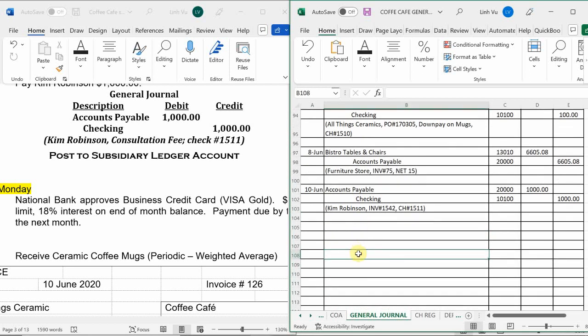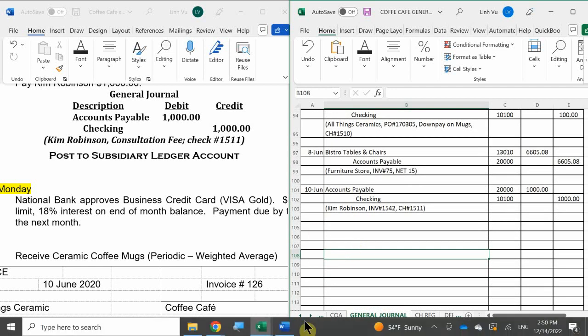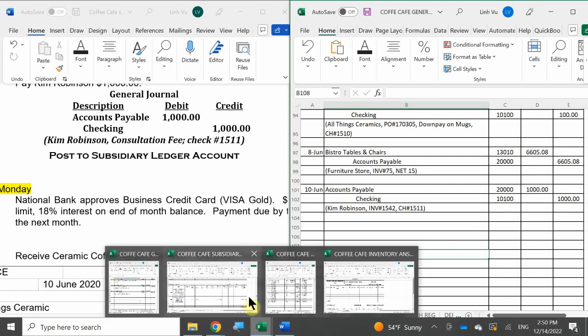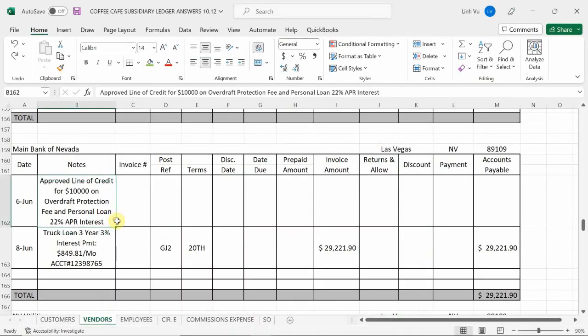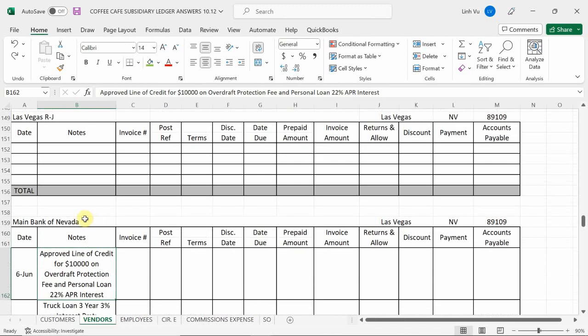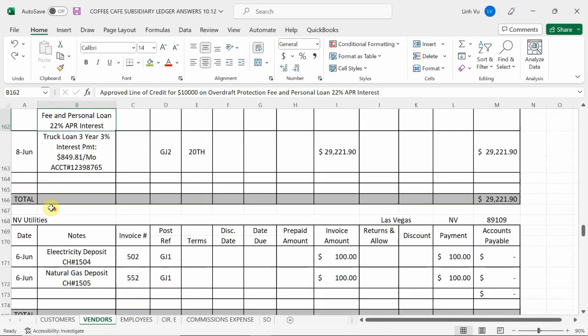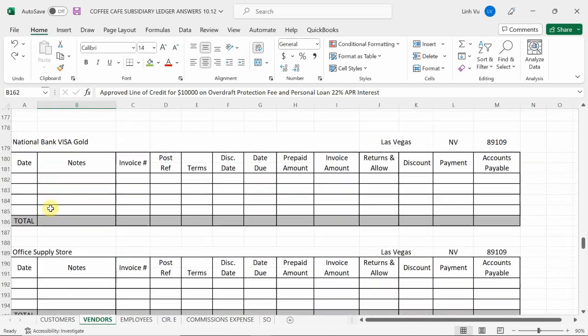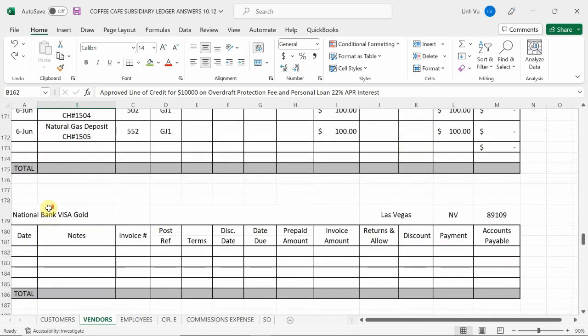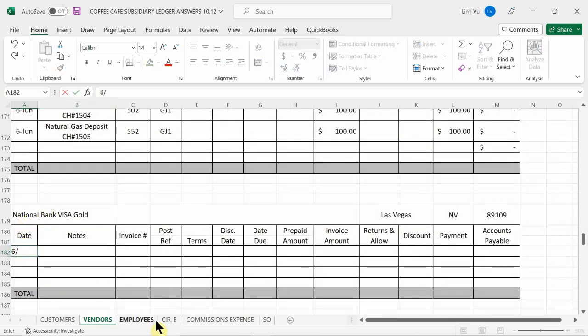That means I need to record this information into my National Bank Visa credit card subsidiary ledger, because then I would know what my terms are, when my bill is due, and so on and so forth. So in this case, I'm going to locate my National Bank credit card here. National Bank, right here. It's up to you. You could put the date. You haven't received your first bill yet, but just so that you are aware, right?